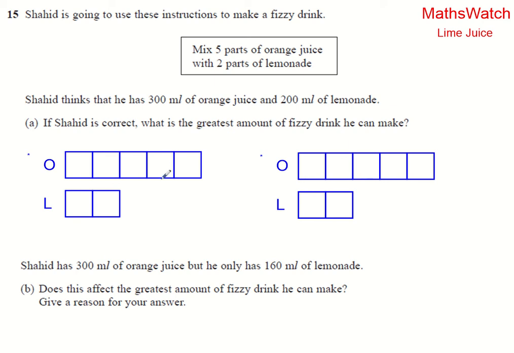So, to begin with, Shahid thinks he has 300 millilitres of orange juice. So that means that the orange juice, these 5 parts, would have to total 300. If we know that, we can work out what just one of these parts is by dividing 300 by 5. 300 divided by 5 is 60.